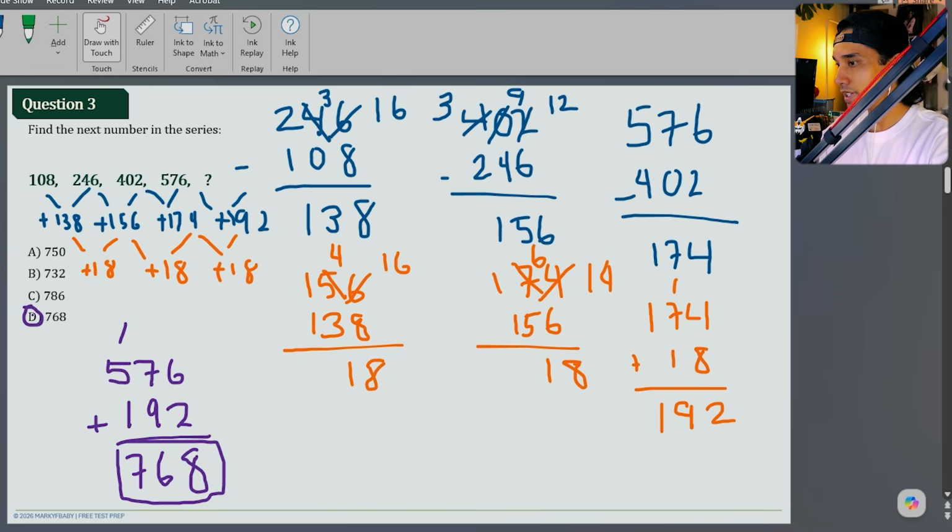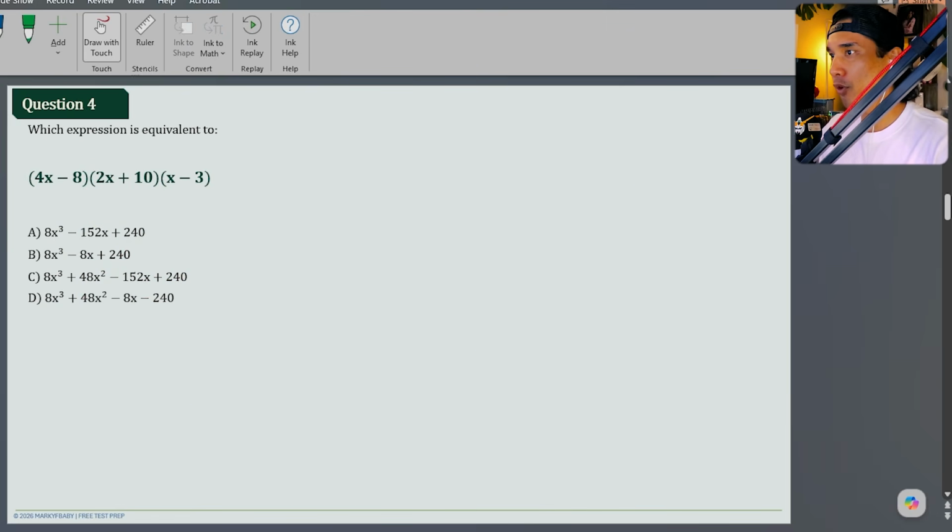Okay. Now all you needed to do for this is find the differences and then find the differences of the differences. It sounds funny. Sounds like a paradox, but it's true. Okay. Let's go on to question number 4. Which expression is equivalent to what we have here?